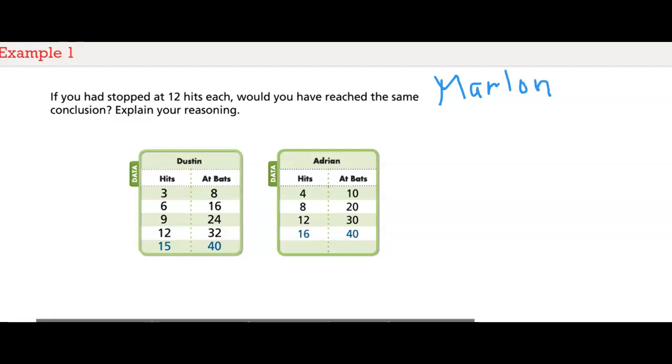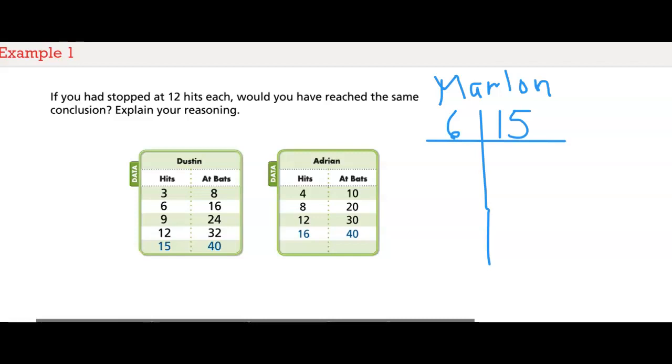He had 6 hits to 15 at-bats. So now we're going to compare him with Adrian. So we're going to complete Marlon's table until we get to the same number of at-bats to see if they match. So I'm going to keep counting.